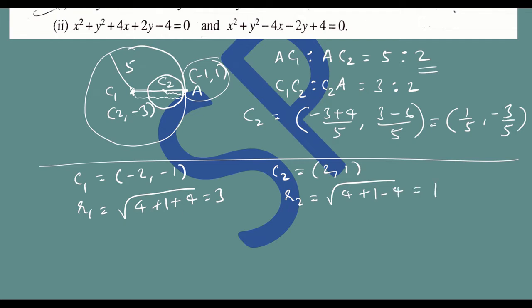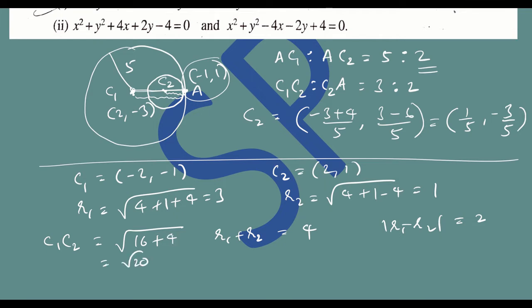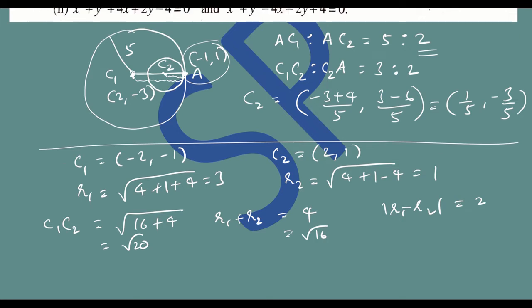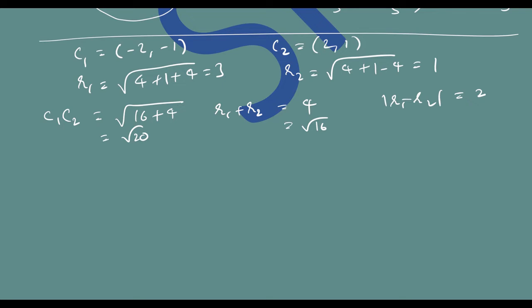Now to see the relative positions, let me calculate C1C2, R1 plus R2 and mod of R1 minus R2. This is 2, this is 4 and this is root of 16 plus 4, root 20 I am getting. So this is root 16. You can see that C1C2 is greater than R1 plus R2. Therefore, the circles are like this.